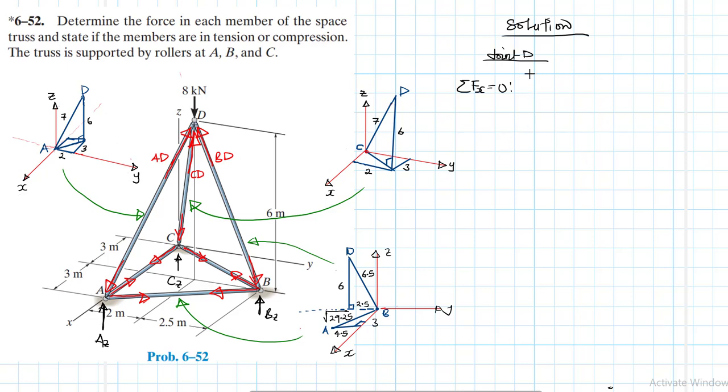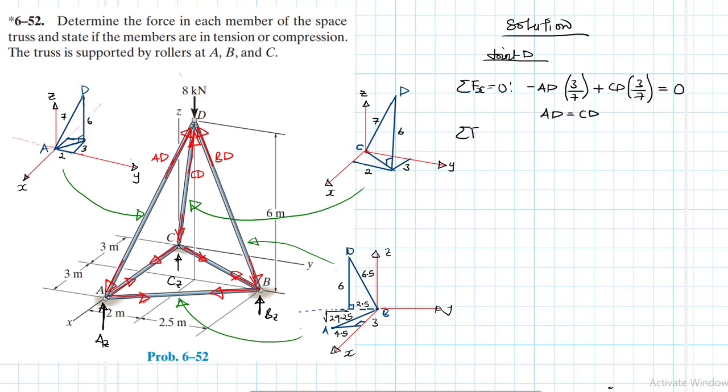AD there in the x direction will be negative, so it will be minus AD times the slope, that's 3 divided by 7, the hypotenuse. Then we go to CD. CD in x is going to be positive, so it will be CD times 3 divided by 7. Then BD does not have any component in x because it's in the YZ plane. Therefore, this is just equal to 0. And from here, we know that AD is equal to CD.